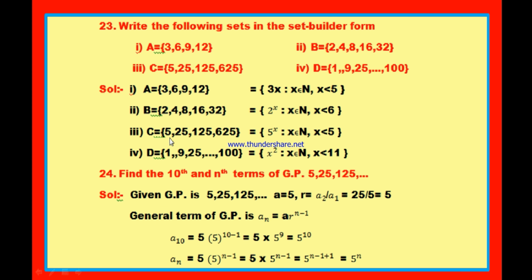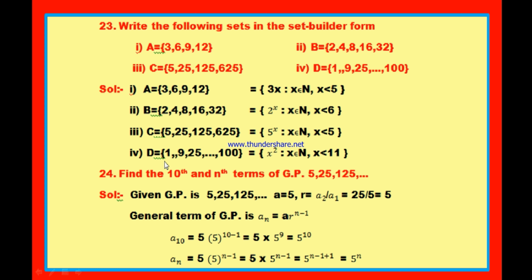Third bit C is equal to set 5, 25, 125 and 625. This is equal to set 5 power x. Why? Because this is 5 power 1 is 5, 5 square is 25, 5 cube is 125, 5 power 4 is 625. Therefore, it is 5 power x such that x belongs to n and x is less than 5. These are the 4 values, therefore it is less than 5.